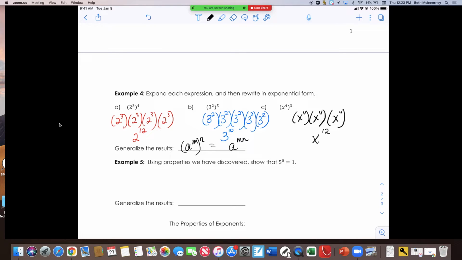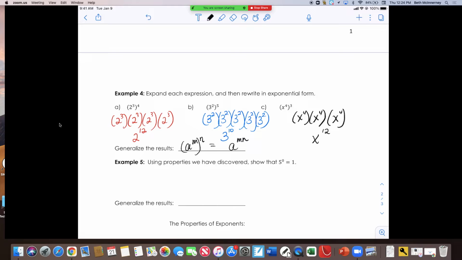All right, example 5. It says use properties to show that 5 to the 0 is 1. So like we've been talking about, anything to the 0 power is 1. But you shouldn't just believe me, you should be able to verify it, okay? So if there's things that I'm telling you and you're like, I don't understand the why, ask, okay? Usually I have said why, and we just need to hear it again, and that's okay.